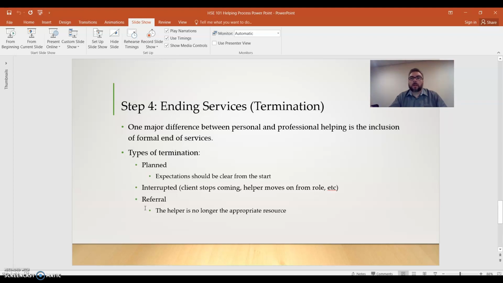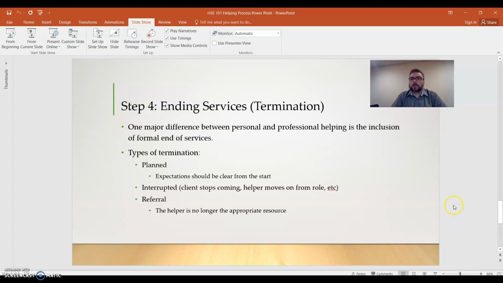Or they simply stop seeing the use in coming, or if we have clients that are engaged in substance abuse behaviors, that they may relapse or become involved with law enforcement, all kinds of reasons. Ultimately, what's important that we recognize is that we have to have a plan for termination of services, and that's an important distinction between being a professional helper and a personal one.